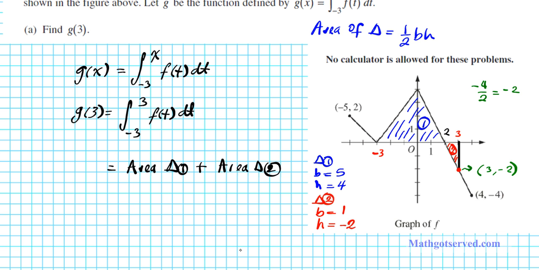So we have all the information we need. Let's go ahead and input it into this formula here. The area of triangle 1 is going to be 1/2 base of triangle 1, which is 5, times height of triangle 1, which is 4, plus for triangle 2, same story, 1/2 base of triangle 2 is 1, and the height is -2. If you work this out, you have 20 over 2, which is 10, plus 1/2 times 1 times -2, which is -1. So 10 plus -1 is 9. So that's the value of g of 3.